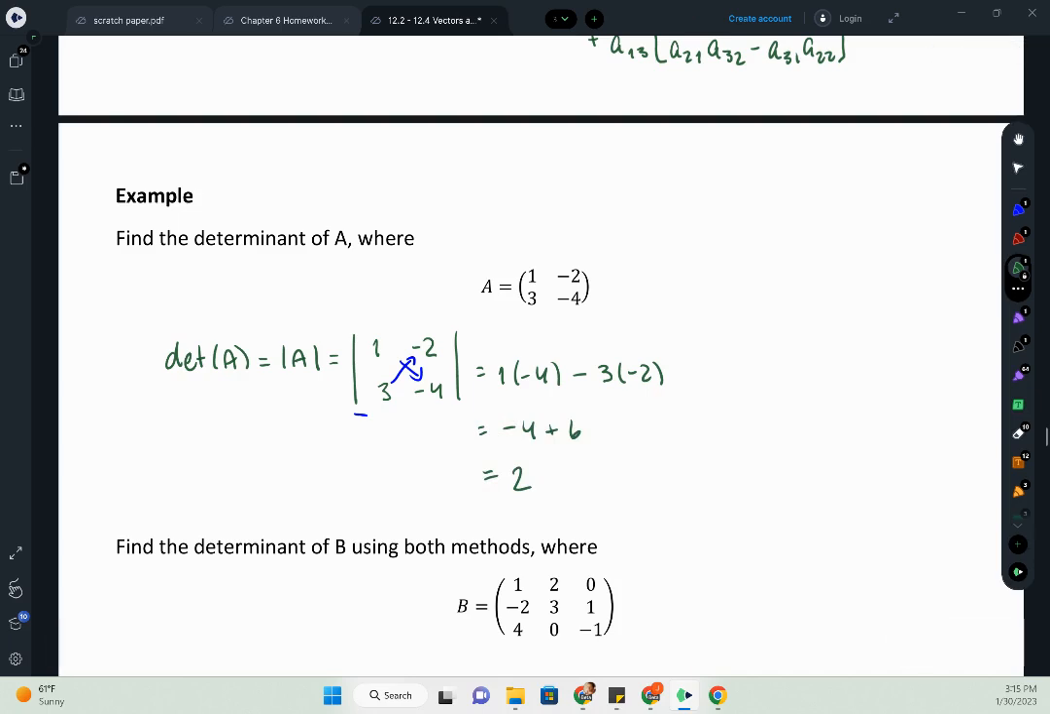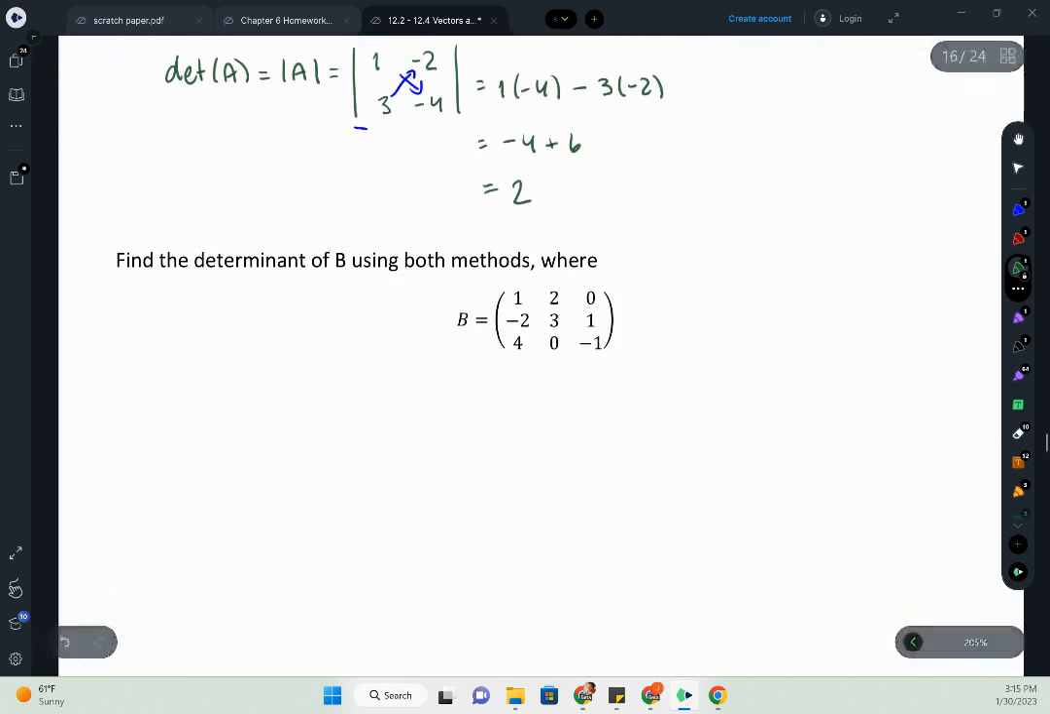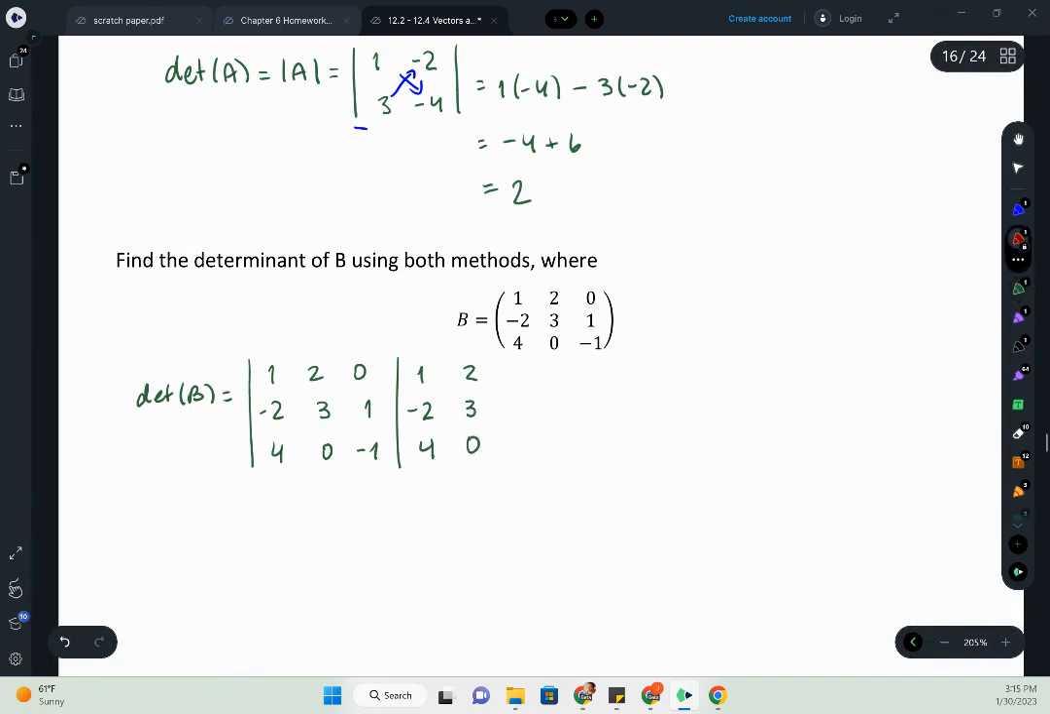Okay, not too bad. Now let's try the determinant of a 3 by 3. So this is B, determinant of B. I'm going to do the trick way or the shortcut way first. So we have 1, 2, 0, -2, 3, 1, 4, 0, -1. And then I need to relist the first 2 columns. So it's 1, -2, 4, 2, 3, 0.